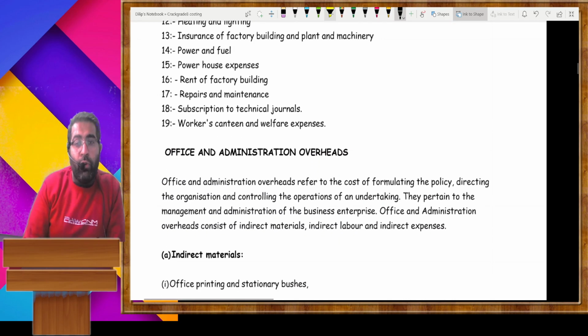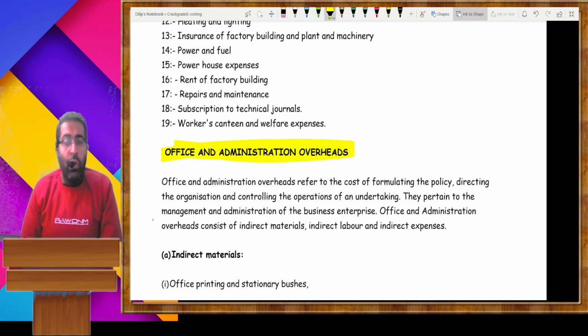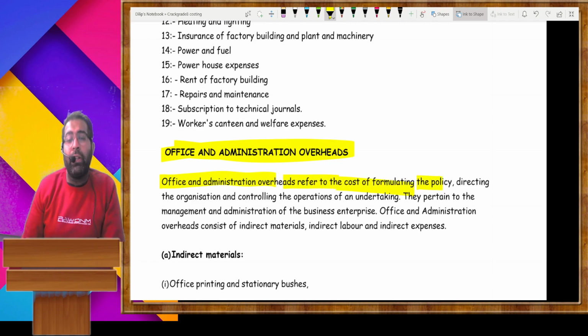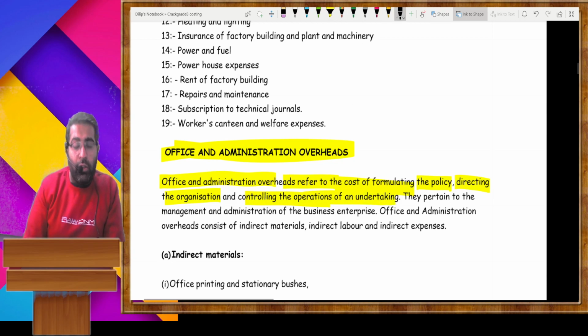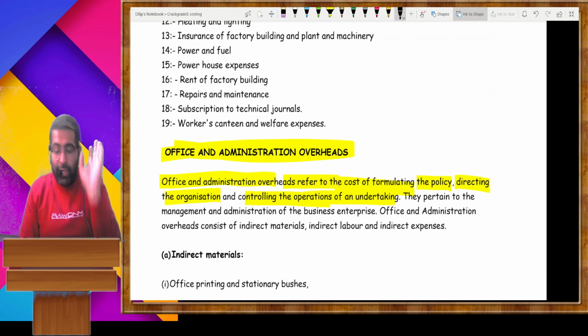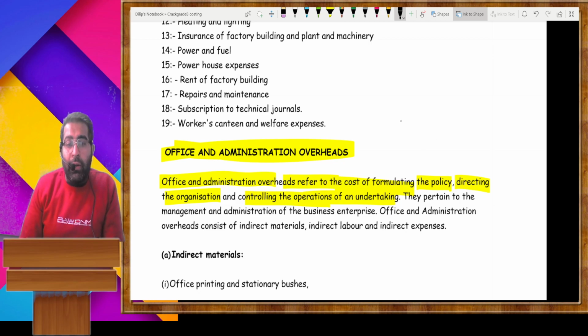Thereafter, office overhead, office and administration overhead. Office and administration overhead refers to the cost of formulating the policy, directing the organization and controlling the operation of the undertaking. Now the office and administration expenses: when raw material is converted into finished goods, then it is kept in the godown.